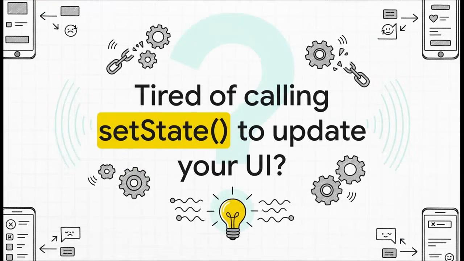Yeah, if you're a Flutter developer, this question probably hits close to home, right? That feeling of always having to remember to call setState just to make sure your UI actually updates. I mean, it works, but you have to wonder, isn't there a better, more automatic way to do this?